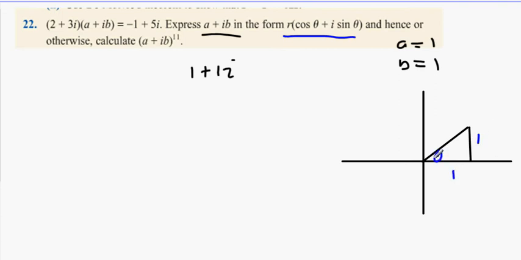Figure out what the angle theta is. Tan theta equals 1 over 1. Theta equals tan inverse 1. Tan inverse 1 is 45 degrees. So theta equals 45 degrees.